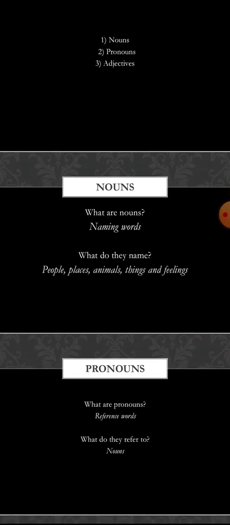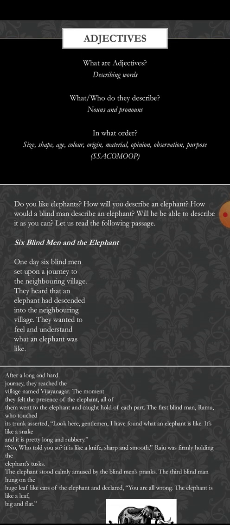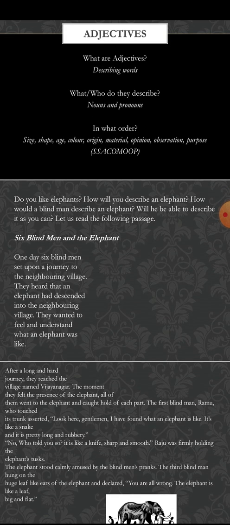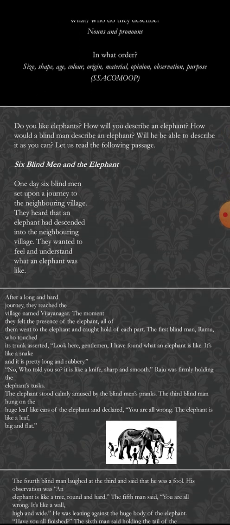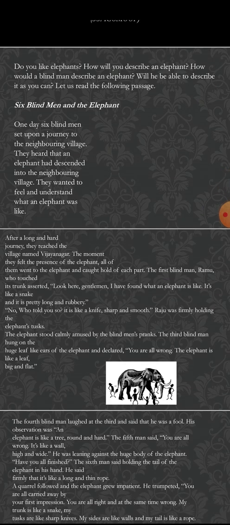Okay, so now that you know what nouns, pronouns, and adjectives are, we'll move on to a small activity. Do you like elephants? How will you describe an elephant? How would a blind man describe an elephant? Will he be able to describe it as you can? Let us read the following passage. Six blind men and the elephant. One day, six blind men set upon a journey to the neighboring village. They heard that an elephant had descended into the neighboring village. They wanted to feel and understand what an elephant was like.